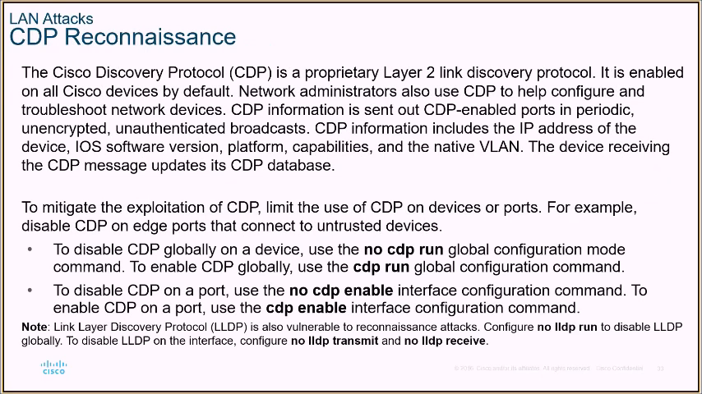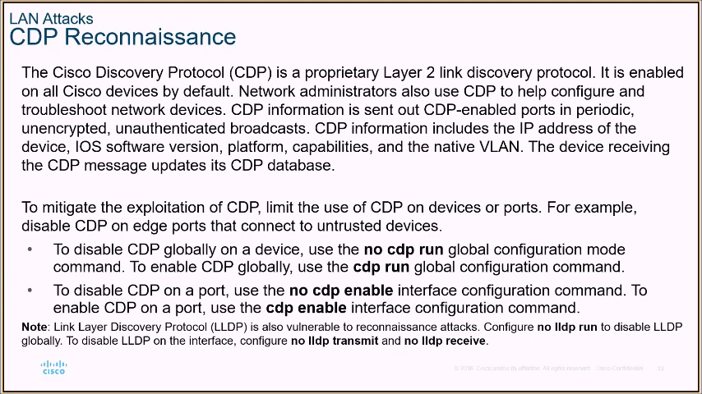Now, CDP. I think we talked about CDP in the last chapter, but anyway. CDP is Cisco Discovery Protocol. It is a proprietary layer 2 link discovery protocol. It is enabled on all Cisco devices by default. Network administrators also use CDP to help configure and troubleshoot network devices. CDP information is sent out CDP-enabled ports in periodic, unencrypted, unauthenticated broadcasts.